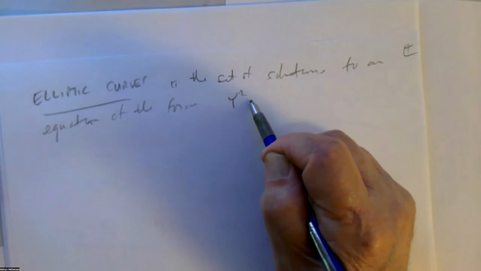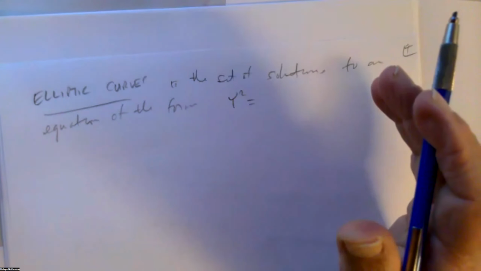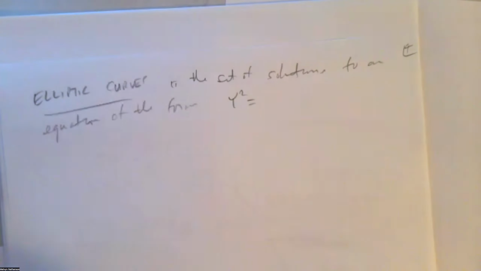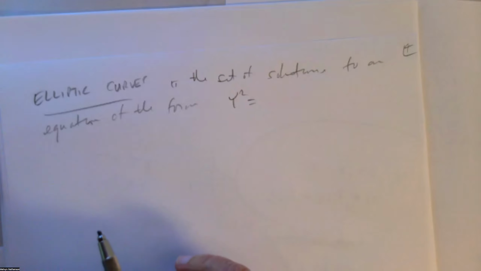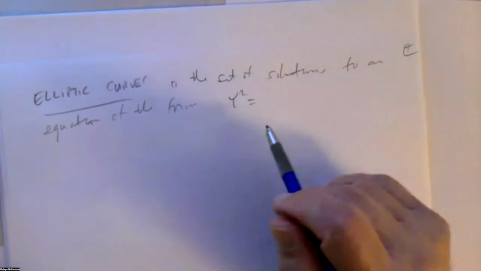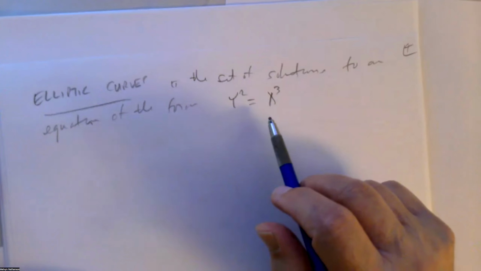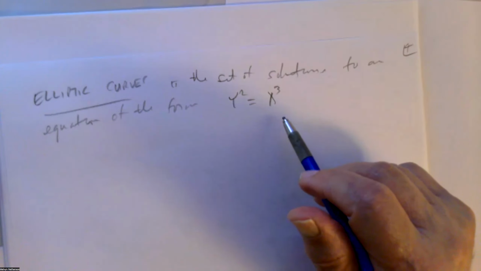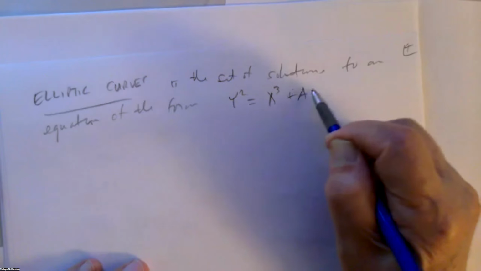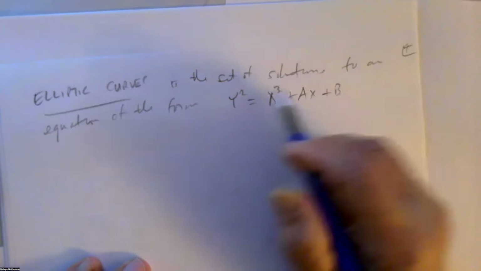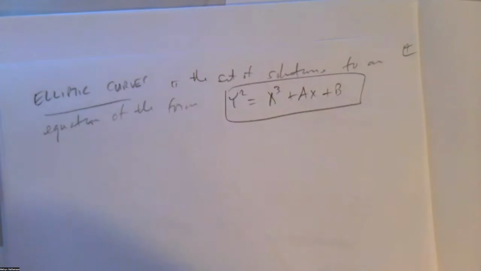Now, if it were y squared equal to a quadratic, it really would be an ellipse. Or it would be an ellipse, a hyperbola, or a parabola. So when you have quadratic equations, they've been studied for thousands of years. This is just a little bit more complicated. It's y squared equals a cubic in x. And it's even simplified, there's not even an x squared term, just a linear term plus b. So an equation of this form is called an elliptic curve.